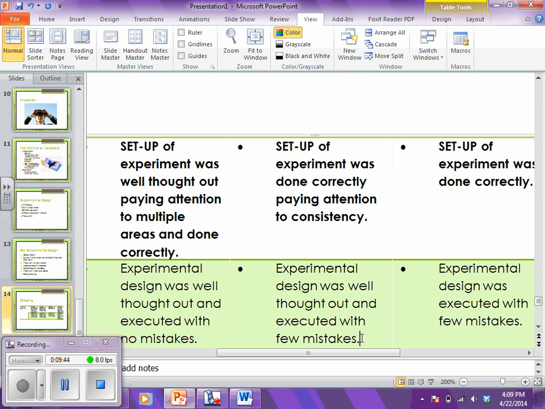Now, experimental design was well thought out and executed with few mistakes. This is just going to depend on observations of you throughout the week. If I can see some major changes taking place, if you make some serious changes to how your experimental design runs, like you come up to me and say it's not working, I appreciate that. Few mistakes, these are pretty minor mistakes, not a big deal. As long as you are thinking it out and evaluating throughout the whole process, you're definitely going to be in the proficient range.